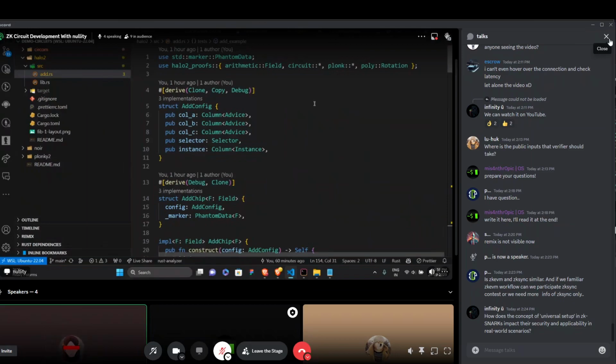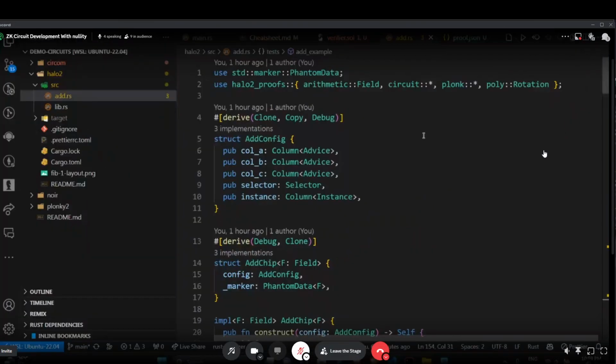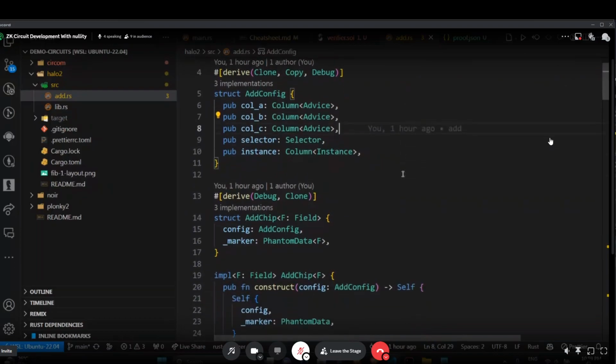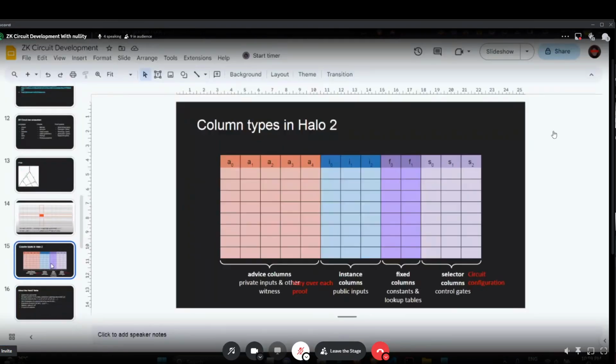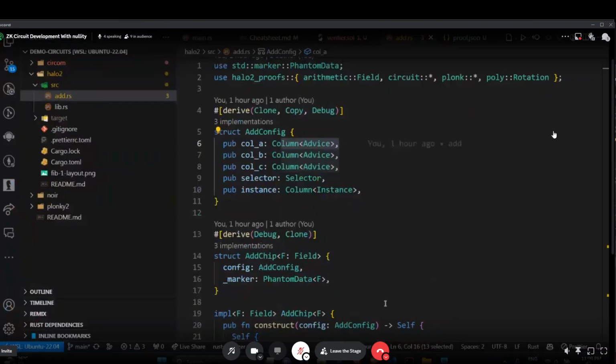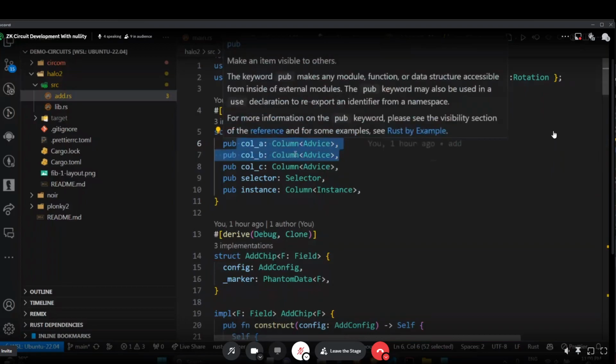Yeah, so this Halo 2 library, which I'm using, has been developed by the Zcash team. You just have to import their library and define columns. This might be a bit buggy because I didn't check it. Let's say you want to have your input A and then your input B. These two inputs come under the advice column. If you recall, the advice column is where your private inputs come under. So columns A and B are for that.